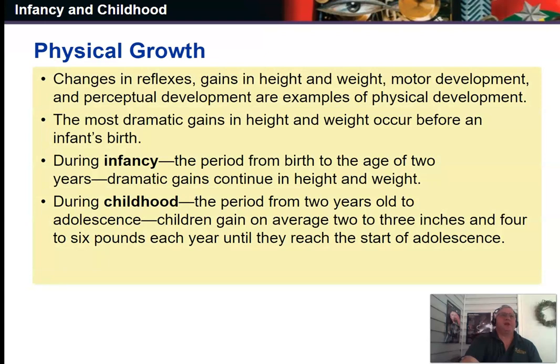Physical growth. Changes in reflexes, gains in height and weight, motor development, and perceptual development are examples of physical development. The most dramatic gains in height and weight occur before an infant's birth. During infancy, the period from birth to the age of 2 years, dramatic gains continue in height and weight. During childhood, the period from 2 years old to adolescence, children gain on average 2 to 3 inches and 4 to 6 pounds each year until they reach the start of adolescence.